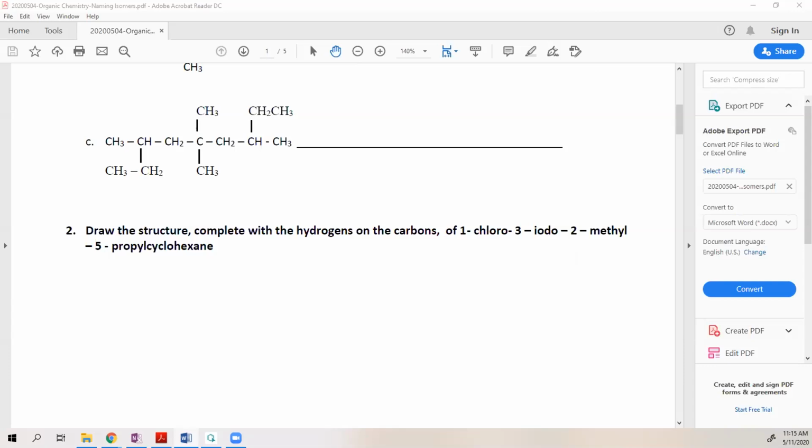So as you guys are working through that, I just want to know what backbone you're going to use, right? So what's your longest carbon chain? Go ahead and list that out before you start working on the full name.